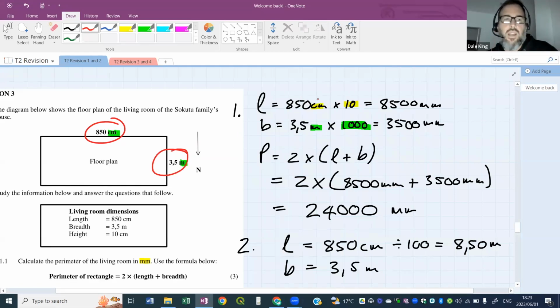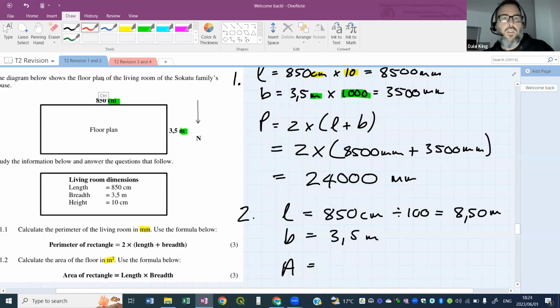So for my 850 centimeters to get millimeters, I times it by 10. For my 3.5 meters to get millimeters, I times by 1,000. And then that gave me these measurements in millimeters. Then I just subbed it straight into my formula and used the calculator to get the answer. Very funny that they asked for millimeters in this question, but that's what they want. That's what we'll give them.